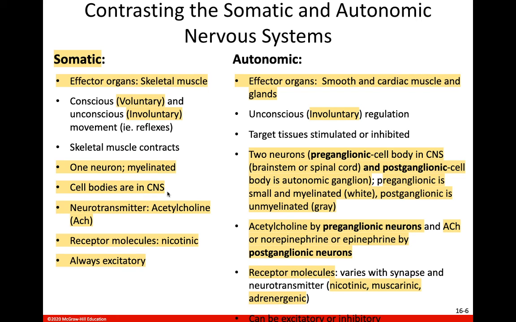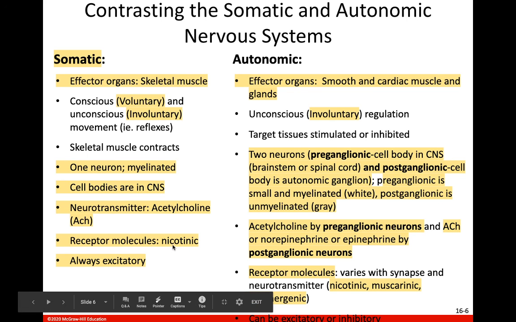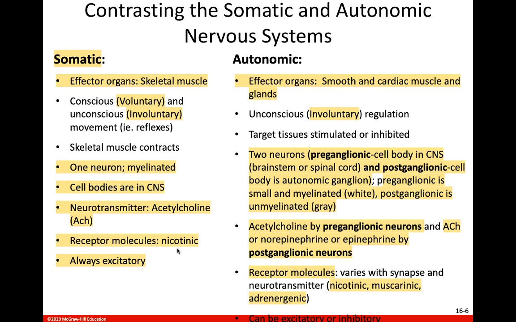Again, the cell bodies are in the central nervous system, so we're not going to be looking at ganglia and stuff like that, as we'll see with the autonomic nervous system. Again, the neurotransmitter that's going to be released from these somatic motor neurons is going to be acetylcholine, or ACh, always. And we'll talk about this a little bit later, but the receptor molecules of the somatic motor neurons are always nicotinic receptor molecules.